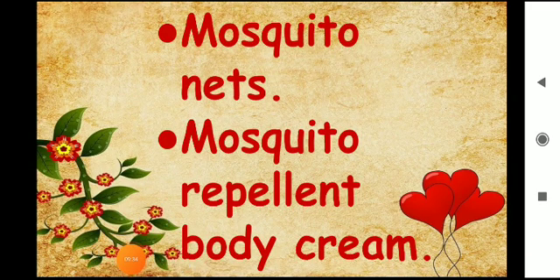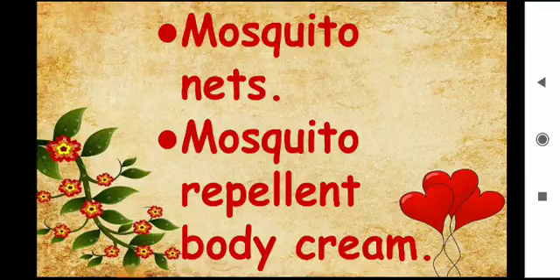we can use mosquito nets at night for sleeping, right? And our second point may be, we can use mosquito repellent body creams before sleeping. Many types of body creams come in the market, right? Like Odomos, you know. These all are the mosquito repellent body creams. They will not allow the mosquitoes to bite us.